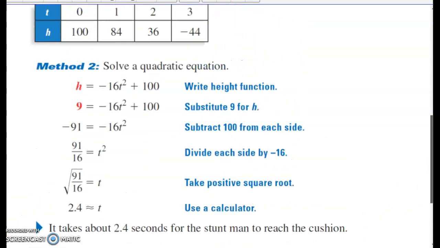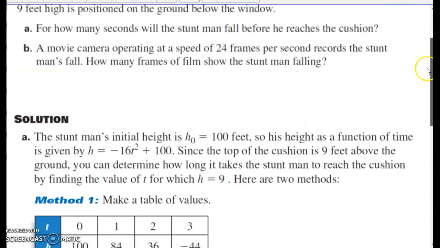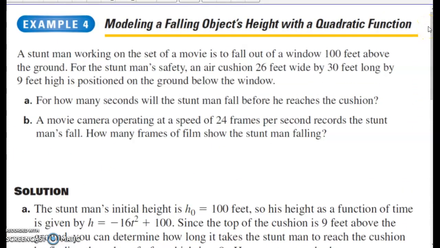Okay, so this is your example to go by. This is a setup that you're going to use to solve the equations that you have on the assignment that you're given.